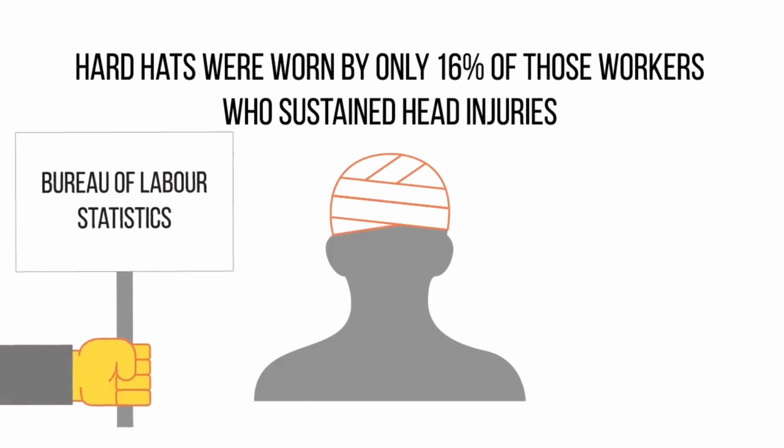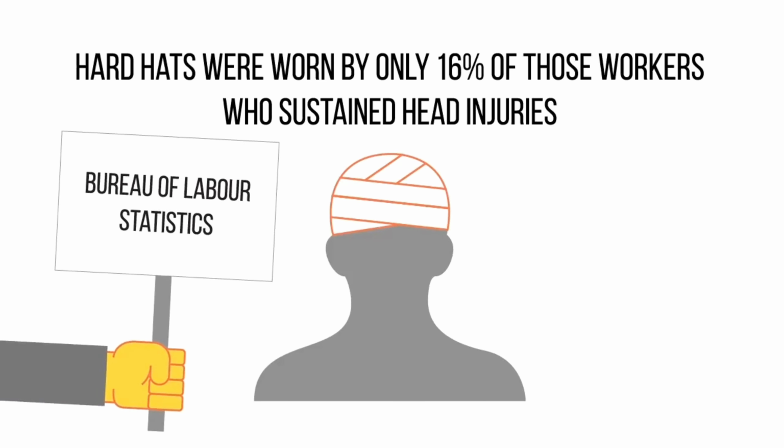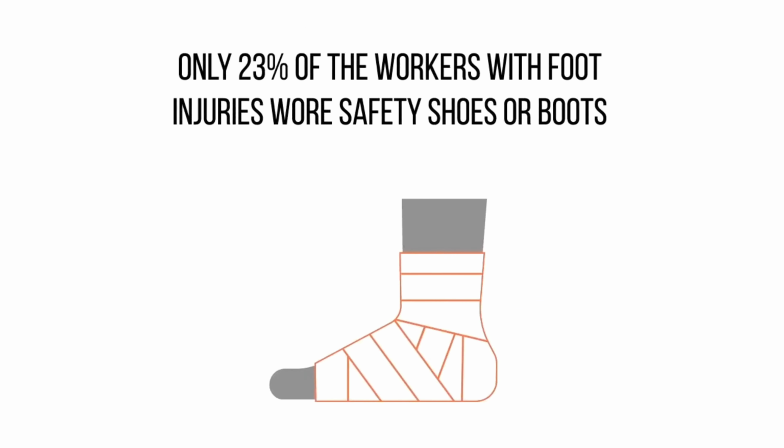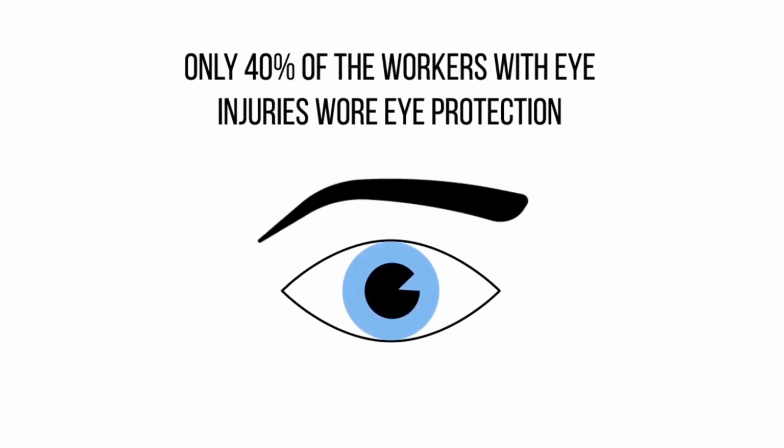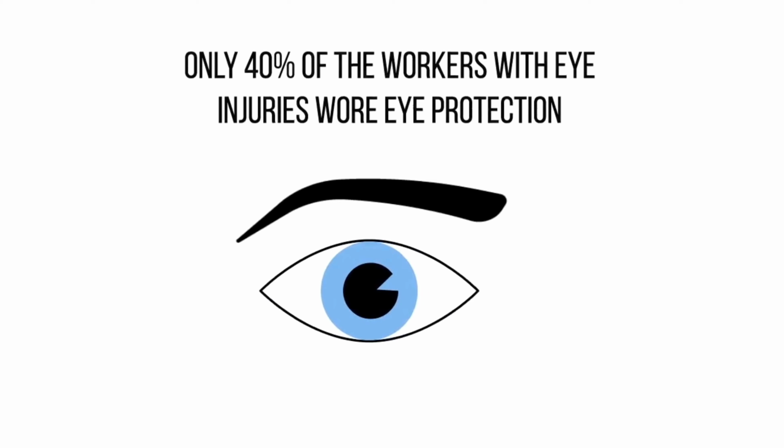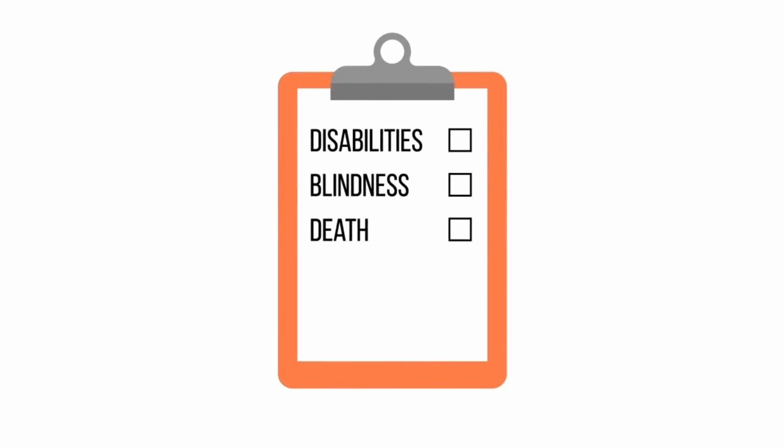Regrettably, people continue to sustain head injuries because they don't wear hard hats. Feet are damaged because people choose to not wear safety shoes. And people foolishly risk their sight because they won't wear eye protection. Injuries can result in permanent disabilities, blindness, or even death. So, knowing all of this, why do people choose to not wear PPE?